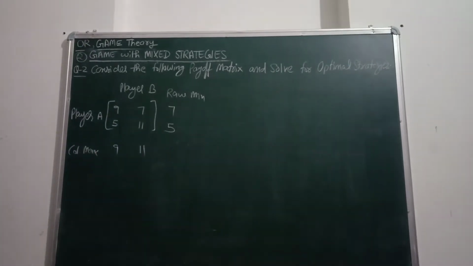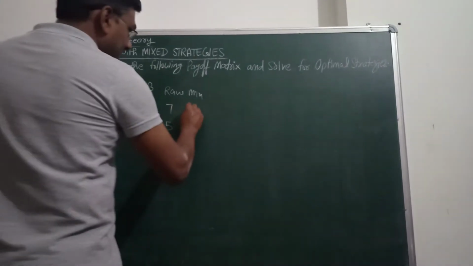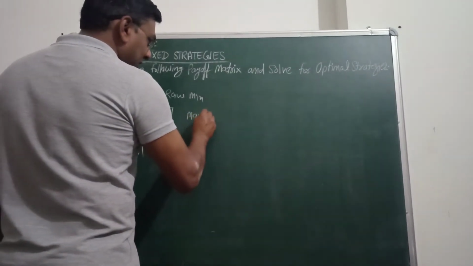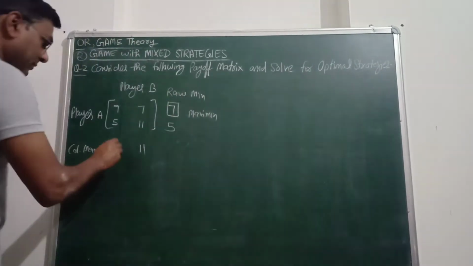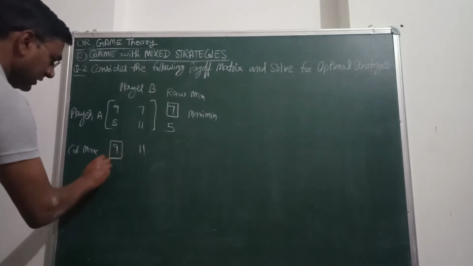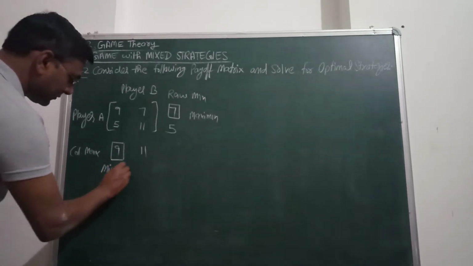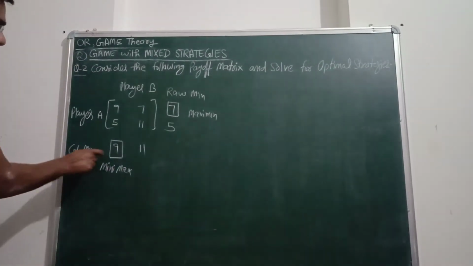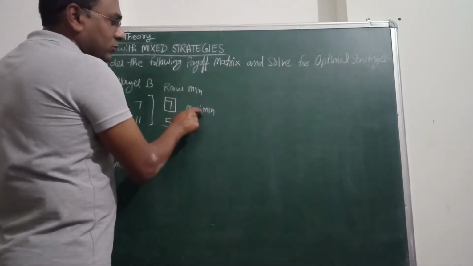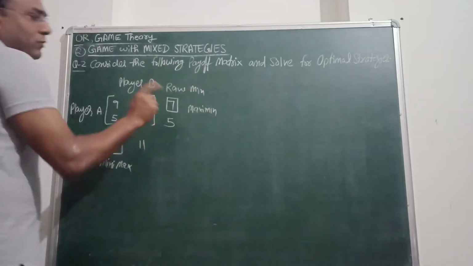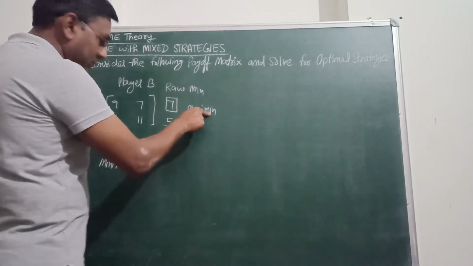Now you will see that the maximin is 7 and the minimax is this value, as player B is going to minimize his losses and player A is going to maximize his gains. So we always have to find the maximin and minimax values.